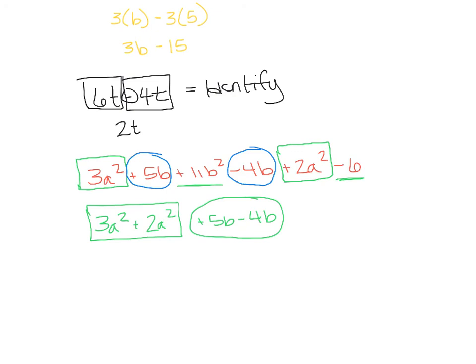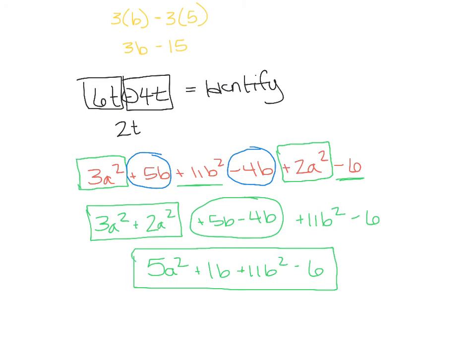And then I'm going to take my underlined ones, which means they have nothing in common with anything, and I'm just going to add them at the end. Okay, if they're not in a box, nothing happens to them. If they are in a box or a circle, the only thing that happens to them is they get added to or subtracted from whatever else is in the box. So 3 plus 2 is 5. We leave the a squared. 5 minus 4 is positive 1. We leave the b. And then we have plus 11b squared minus 6 that we just bring right on down. And we are done. All right.